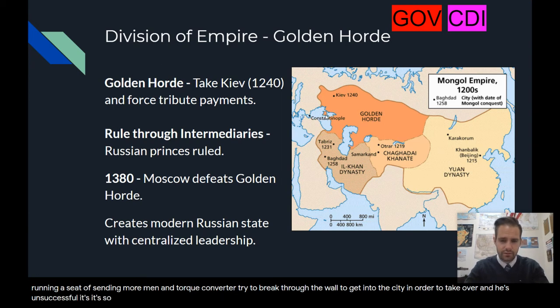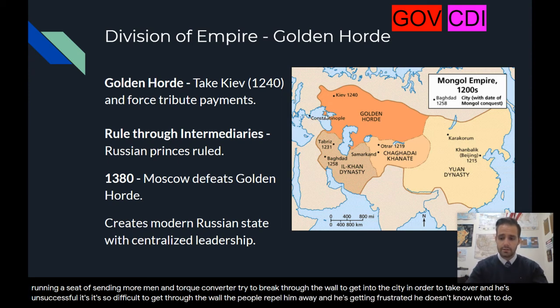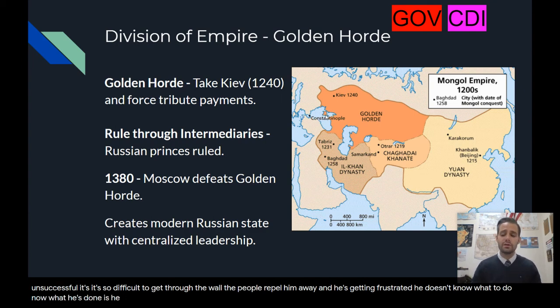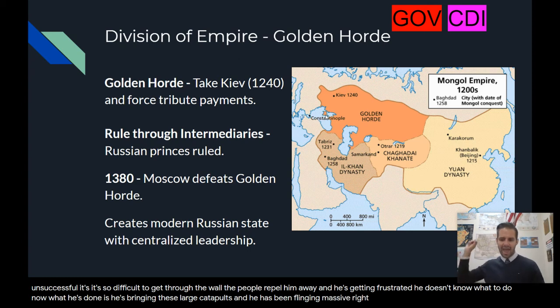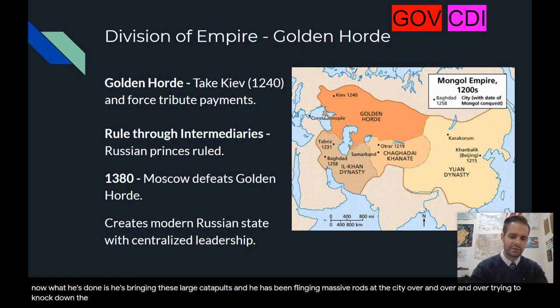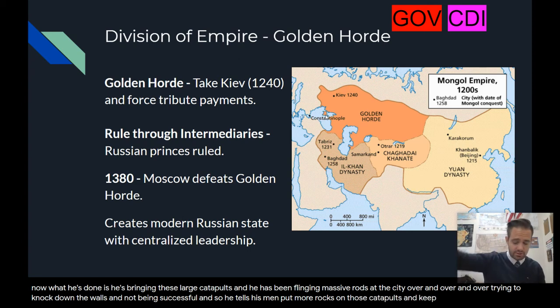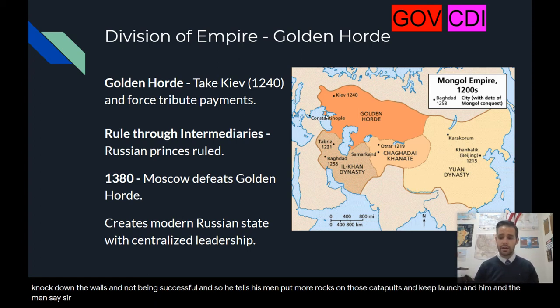It's so difficult to get through the wall. The people repel him away, and he's getting frustrated. He doesn't know what to do. Now, what he's done is he's bringing these large catapults, and he has been flinging massive rocks at the city over and over and over, trying to knock down the walls and not being successful. And so he tells his men, put more rocks on those catapults and keep launching them. And the men say, "Sir, Jani Beg, we are out of rocks. We don't have any more weapons."